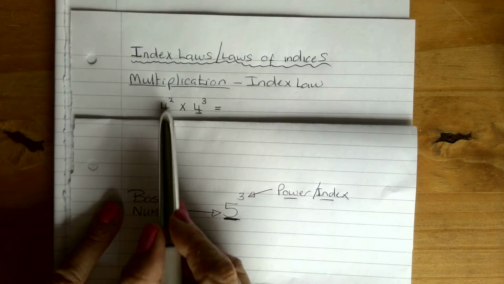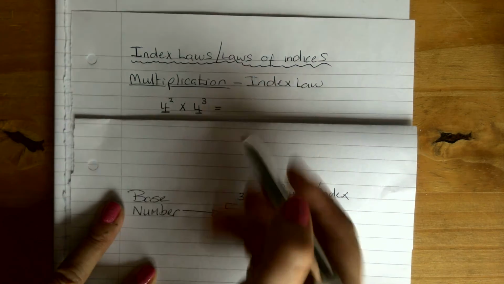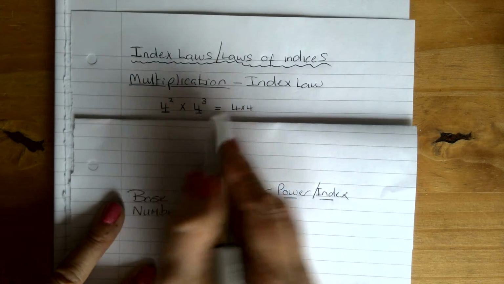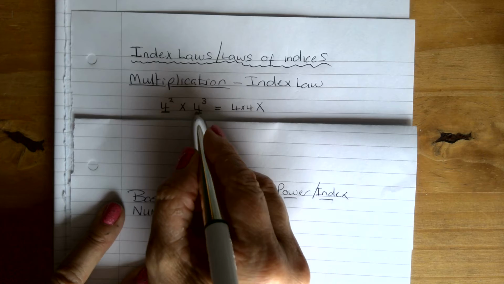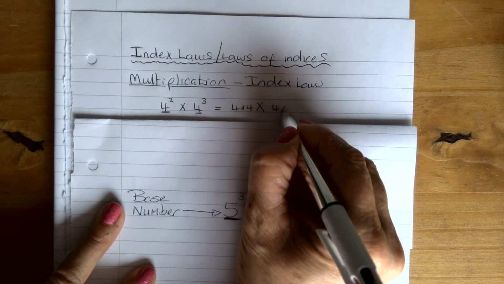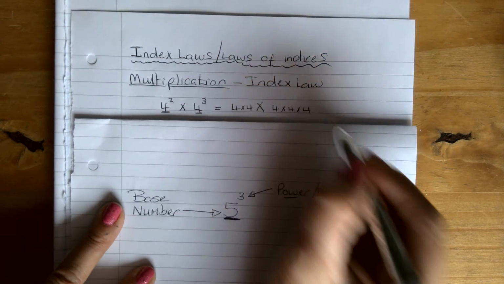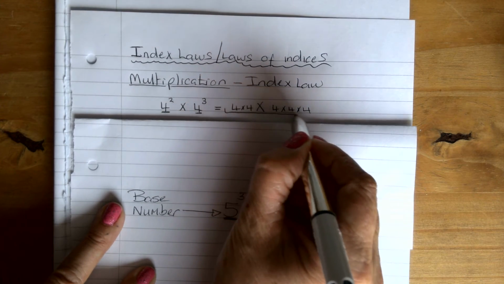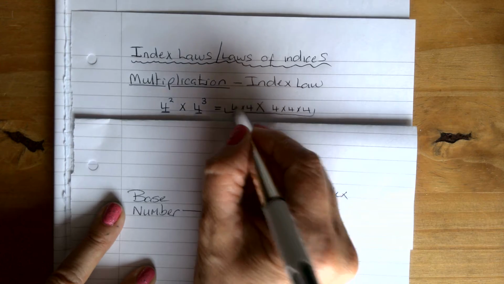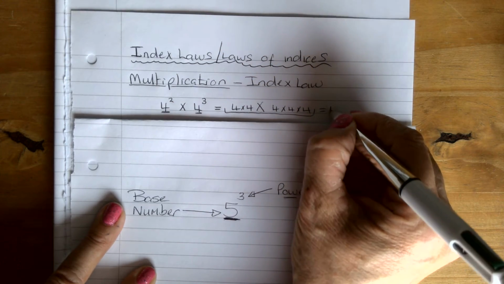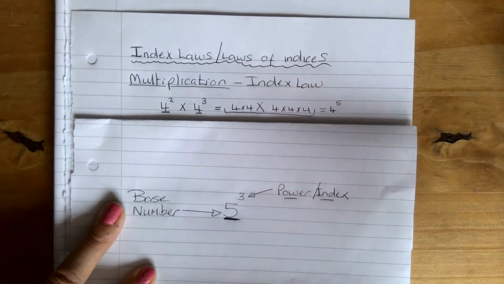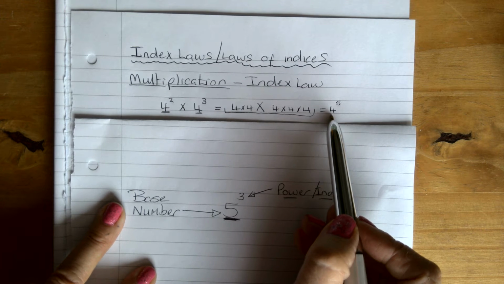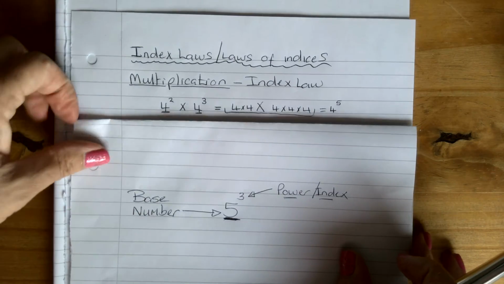If we wrote this out in full, 4 squared means 4 multiplied by 4, and we're multiplying it by 4 cubed, and 4 cubed is just 4 by 4 by 4. If we look at what we've got all together, we've actually got 1, 2, 3, 4, 5 4s, so we could write 4 to the power 5. There is a quick way to do it. We'll look at that in a minute. Let's look at one more.